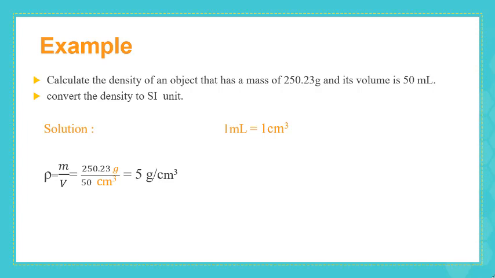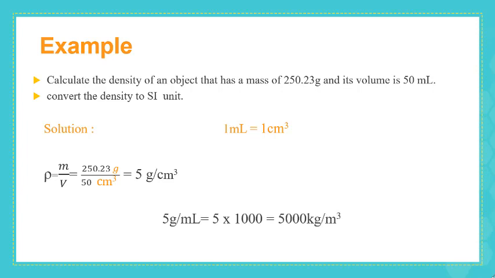The second part is to convert the density to its SI unit. As we said in the previous slide, in order to convert from gram per centimeter cube to kilogram per meter cube, you have to multiply by 1000. Then the density that is equal to 5 gram per centimeter cube, multiply it by 1000 to get 5000 kilogram per meter cube.